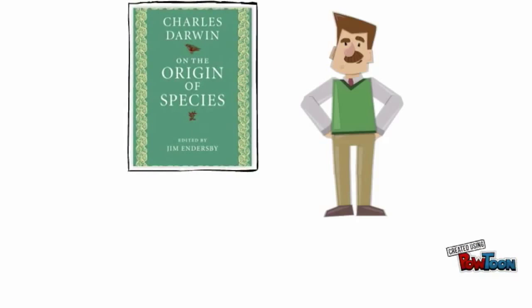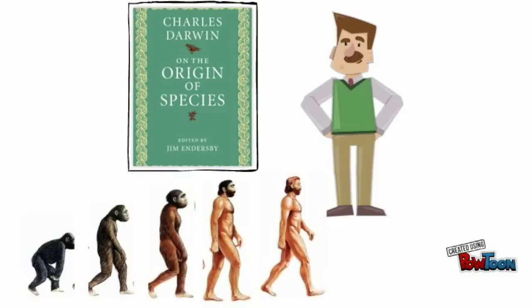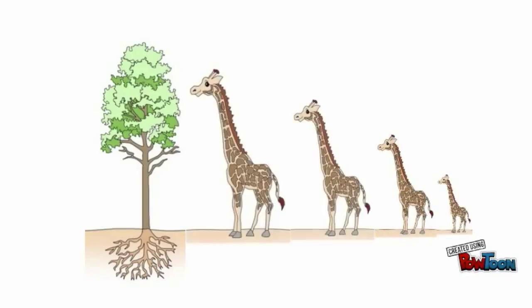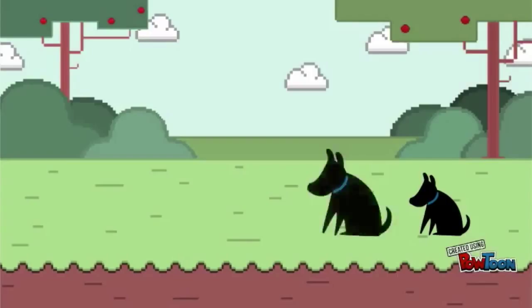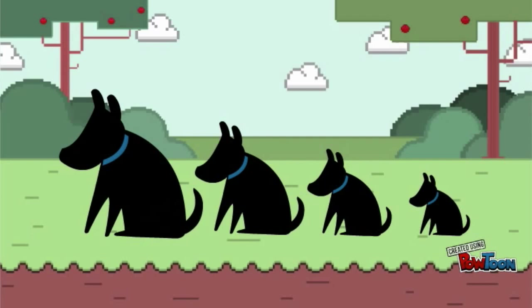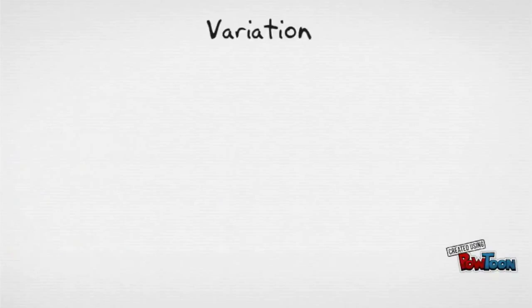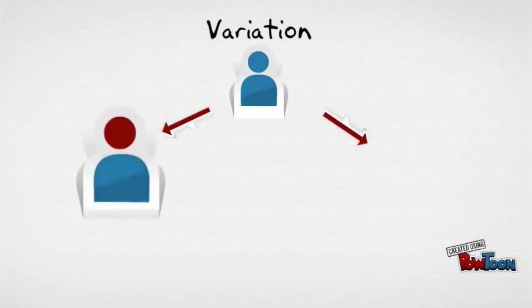That's why in 1859, Darwin published a detailed explanation of what was best known as his best work, On the Origin of Species by Natural Selection. Natural selection is the process by which species adapt to their environment and leads to evolutionary change when individuals with certain characteristics have a greater survival rate. We can explain Darwin's theory of evolution using the acronym VISTA: variation, inheritance, selection, time, and adaptation.